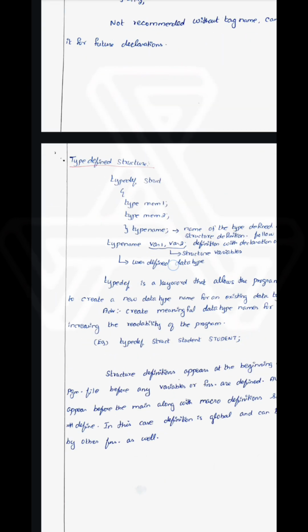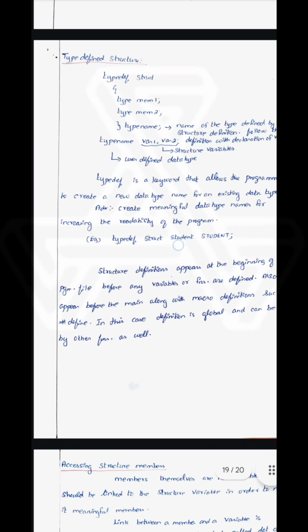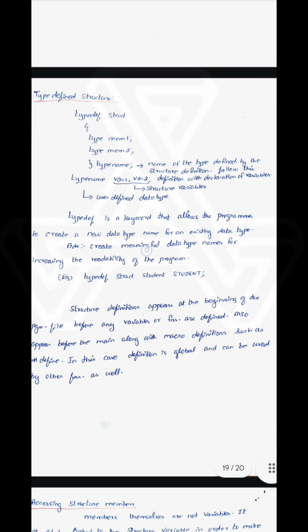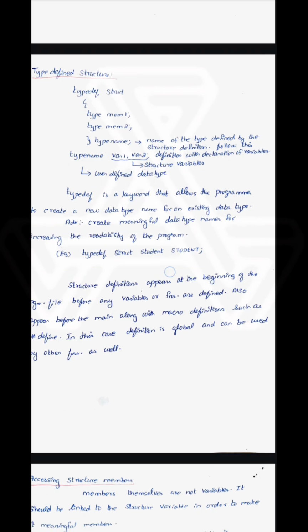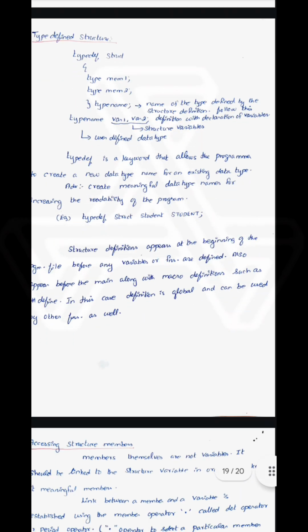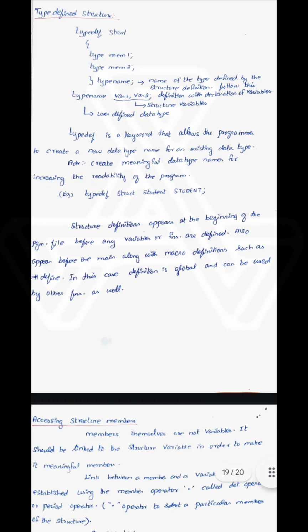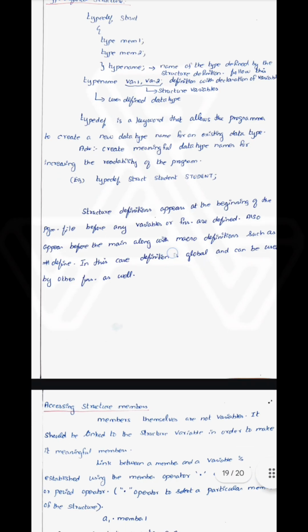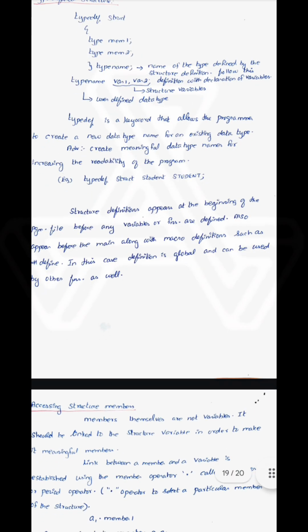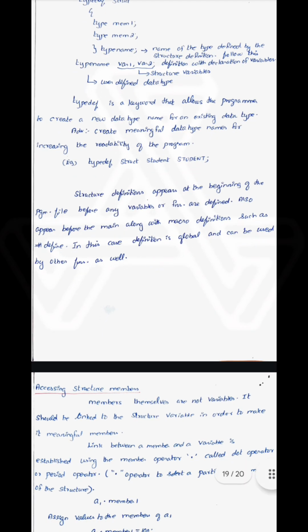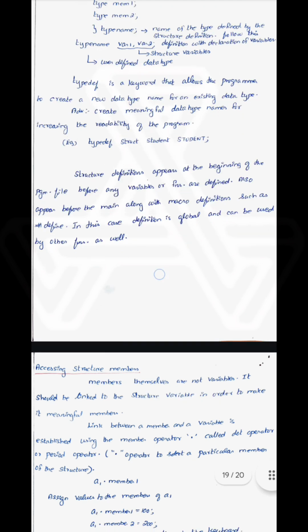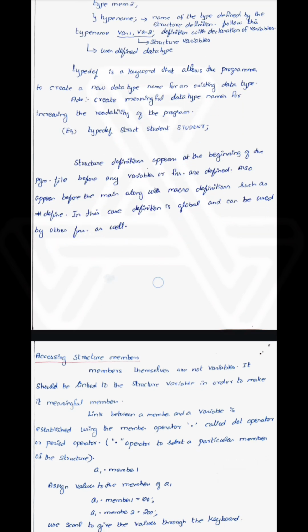Type defined structure. typedef struct { type member 1; type member 2; } type name. The name of the type defined by the structure definition follows this, then the declaration of variables. typedef is a keyword that allows the programmer to create a new data type name for an existing data type. Create meaningful data type names for increasing the readability of the program. typedef struct student student.